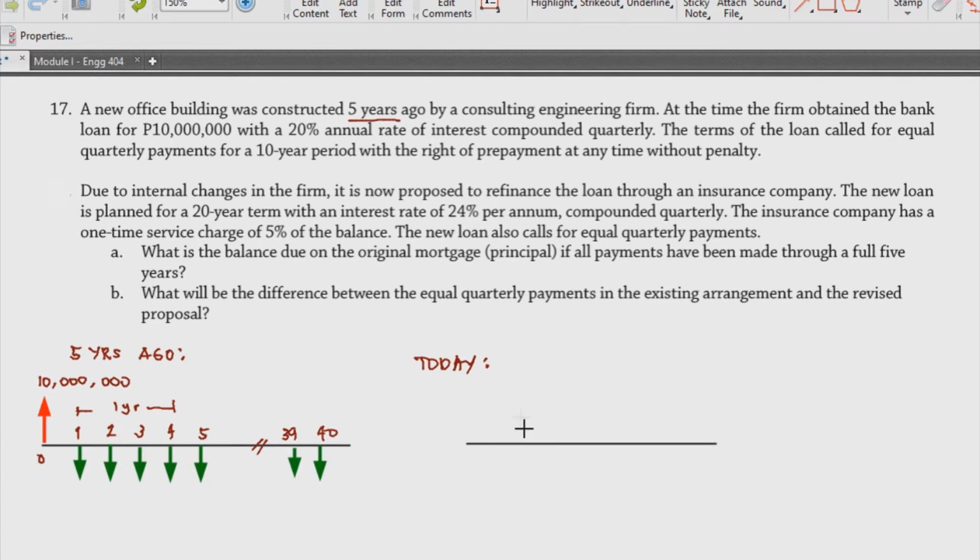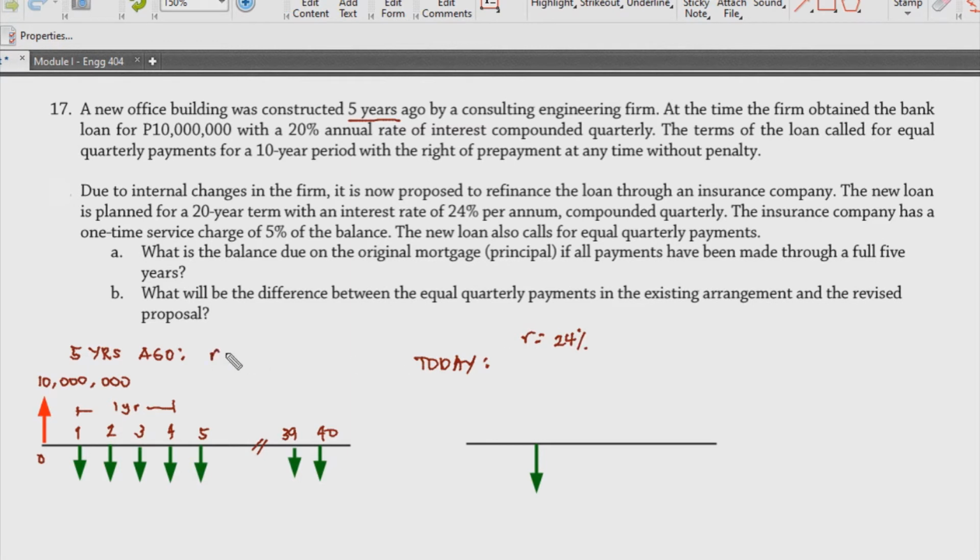We will have new payment periods. Let's change the length, just as an example, although we do not know if we are paying more or less. But I think it is more, because our term is now 20 years. It is still compounded quarterly, 24% per annum, with quarterly payments, so every 3 months we still pay. But we have a different R, which in this case is actually 24%.